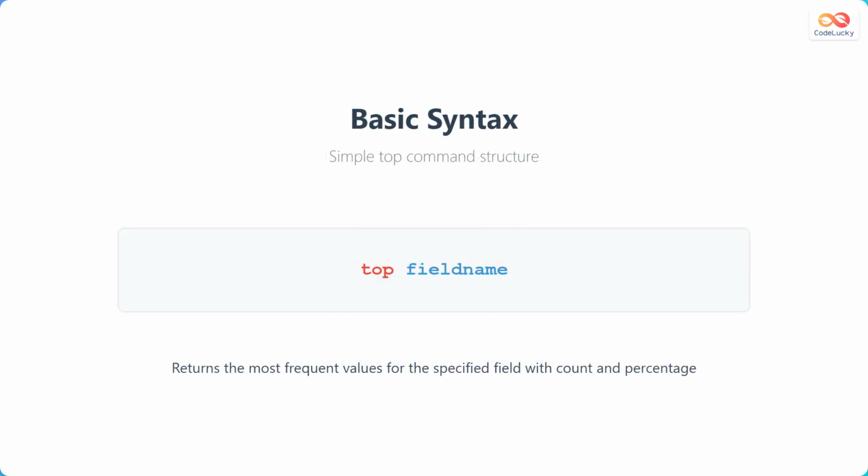The basic syntax of the top command is straightforward. You simply type the word top, followed by the field name you want to analyze. This simple structure makes it easy to get started with frequency analysis. The command will automatically return the most frequent values for the specified field, along with their count and percentage distribution. This basic form is perfect when you want to quickly understand which values appear most often in your dataset.